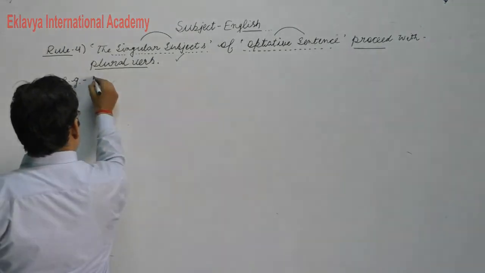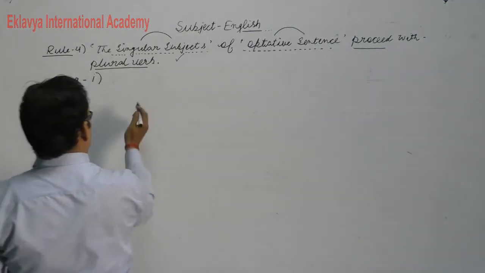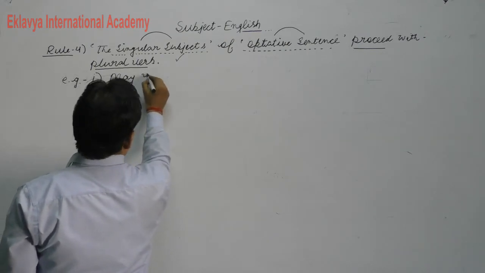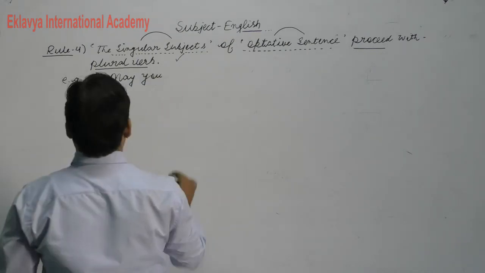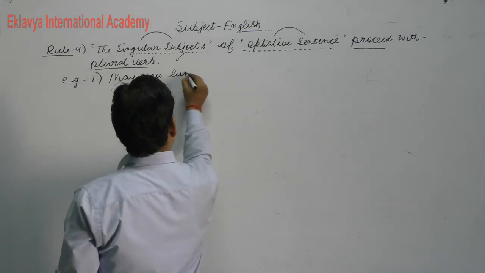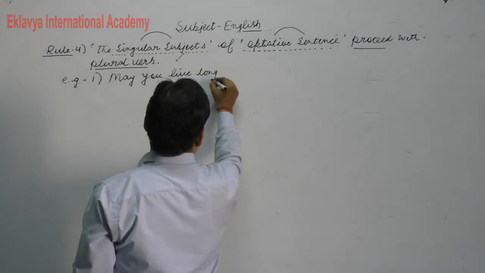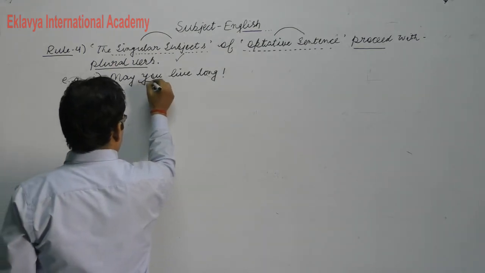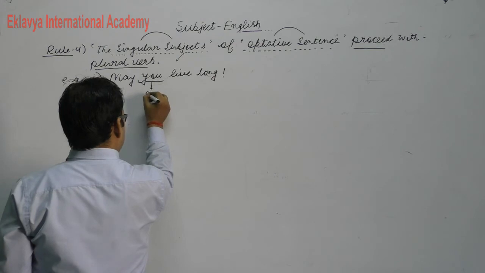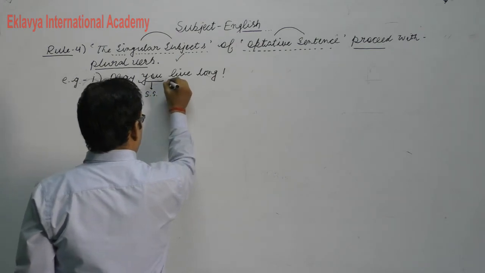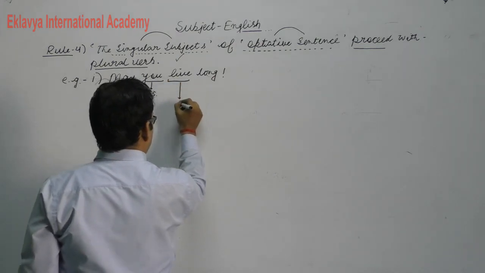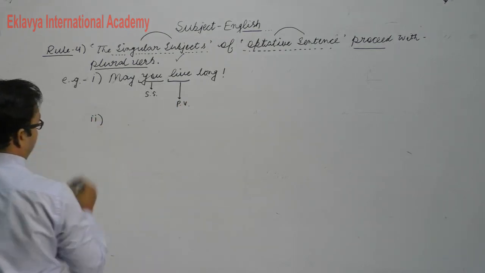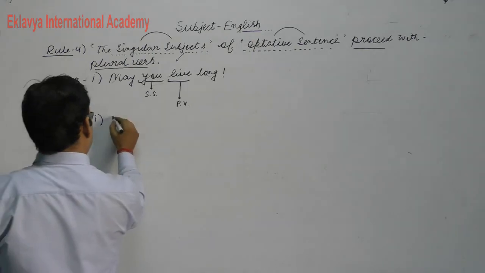Example number 1. May you live long. Here we have singular subject, you, but the verb is plural verb. Example number 2.